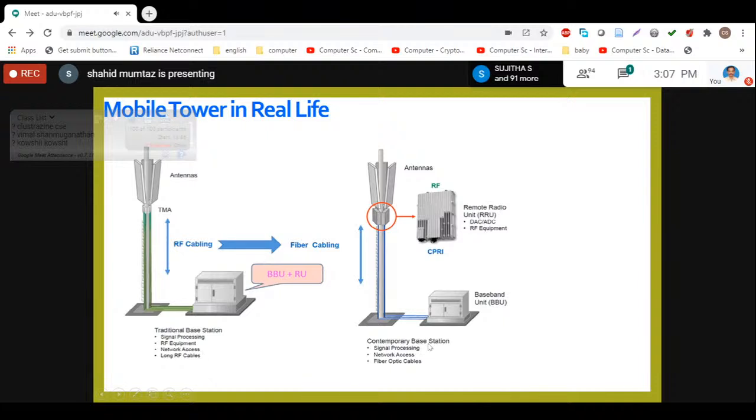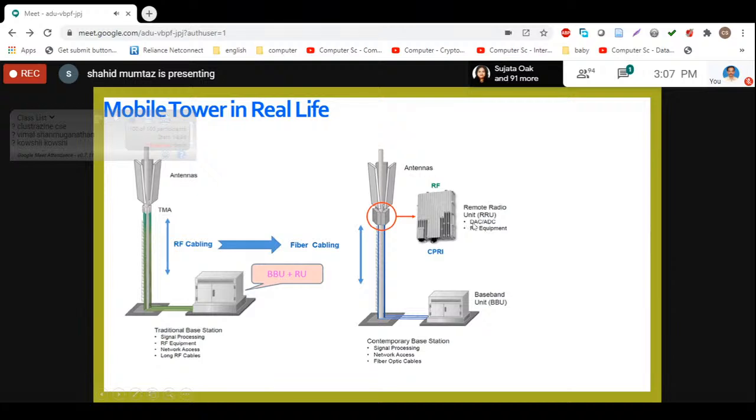To connect the base station to the antenna, we use the common public radio interface, which connects my base station to my cabinet. This will be bought from a different operator, and this will be bought from a different operator. This is running with software, and this is also running with software. So this will not be compatible with this, and this will not be compatible with this. They are two separate units, and the network operator needs to buy them differently.